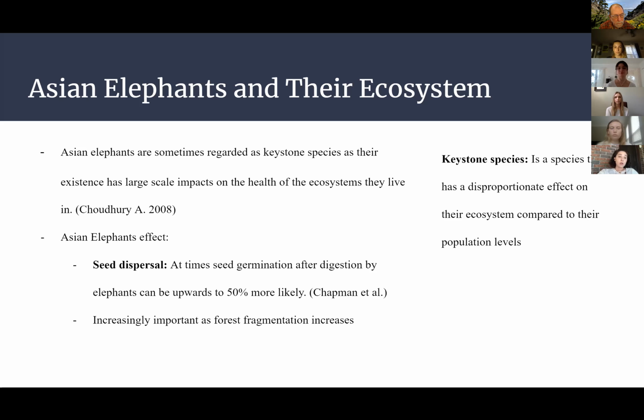So Asian elephants acting as seed dispersal managers is really important, because as forest fragmentation increases due to humans, other methods of seed dispersal are not going to be as effective. Something like wind might not be enough to actually disperse seeds. So we're going to see in the future that Asian elephants acting as seed dispersers are becoming increasingly important. You can do next slide.